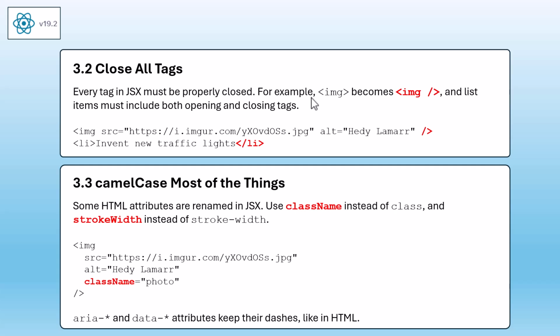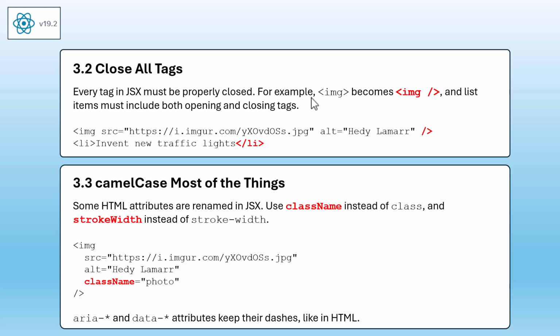3.2 Close all tags. The second rule is about closing your tags properly. In plain HTML, you can sometimes leave a tag open, and the browser will still figure it out. JSX doesn't allow that. Every element must be explicitly closed. If it doesn't have content inside, like an image or a line break, you use a self-closing format. And if it's something like a list item, you must open and close it. This rule eliminates ambiguity and makes your markup more predictable.